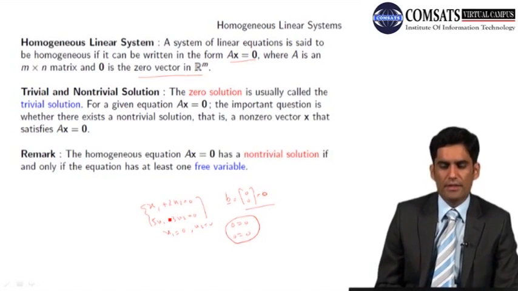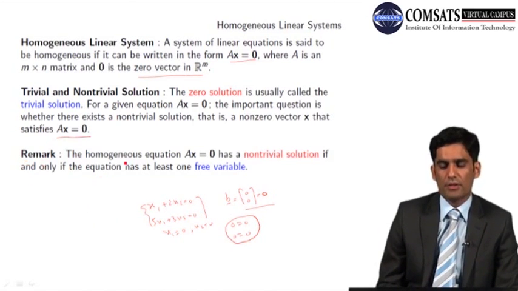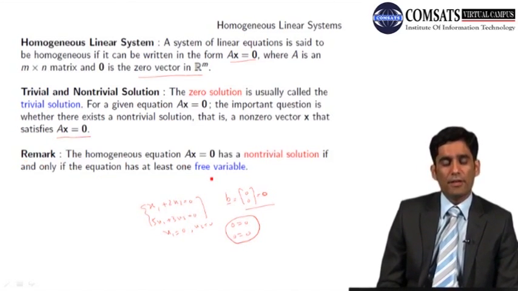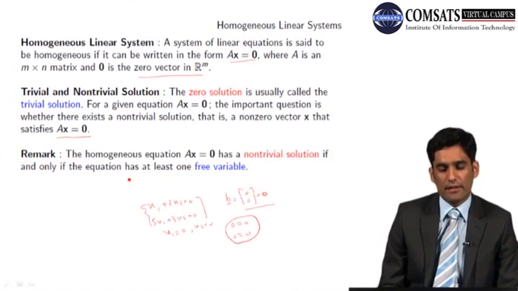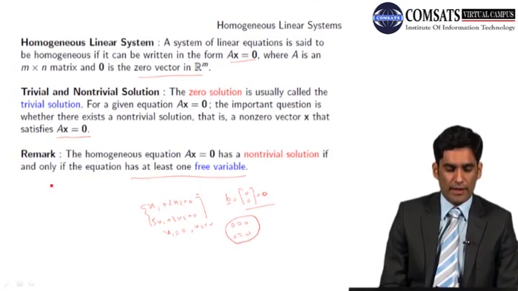For a given equation Ax equals 0, the important question is whether there exists a non-trivial solution, that is a non-zero vector x, such that this equation is satisfied. We have a remark. The homogeneous equation Ax equals 0 has a non-trivial solution if and only if the equation has at least one free variable. If you remember that we have defined the variables as basic variables and free variables.